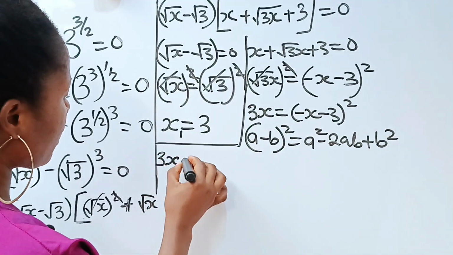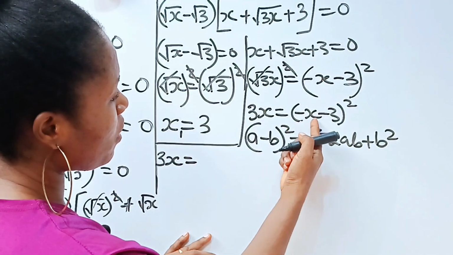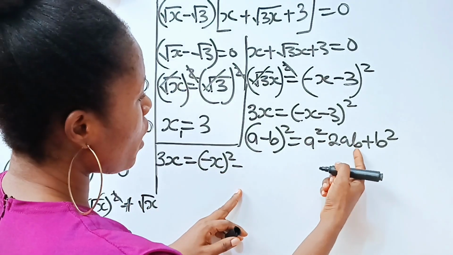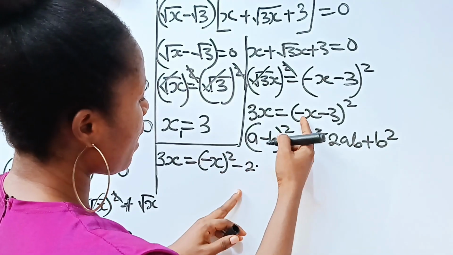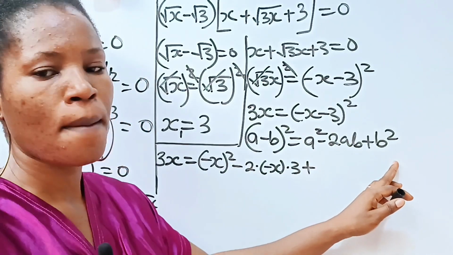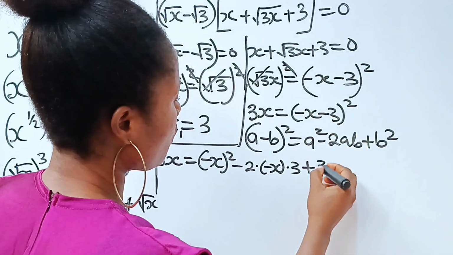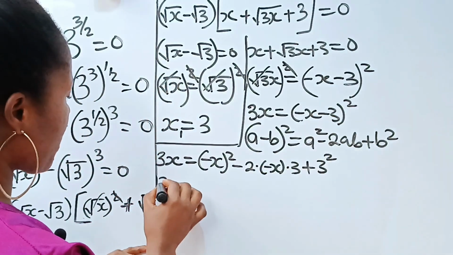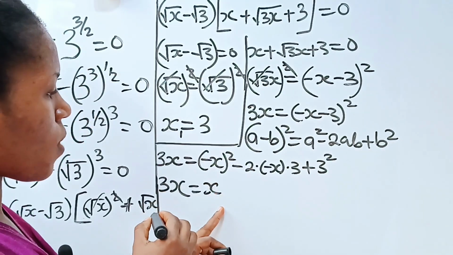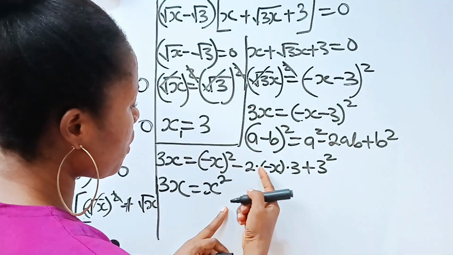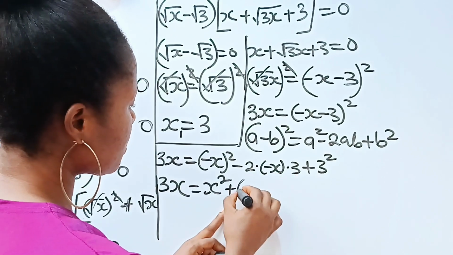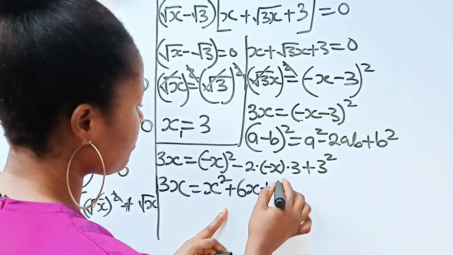So we are going to have that 3x is equal to minus x squared as our a squared, minus 2ab, that is 2 multiplied by a, which is minus x, multiplied by b, which is 3, plus b squared, that is 3 squared. All right, now we have that 3x is equal to minus x squared, which becomes plus x squared, because minus times minus is plus. Now, 2 times x is 2x, and 2x times 3 will give us 6x, plus 3 squared is 9.